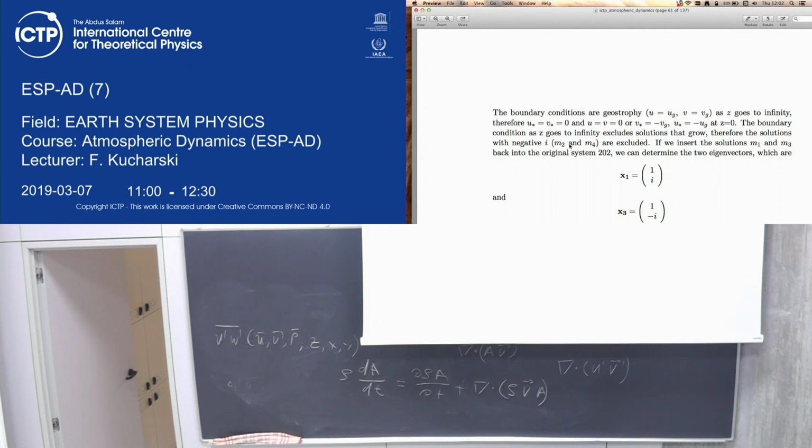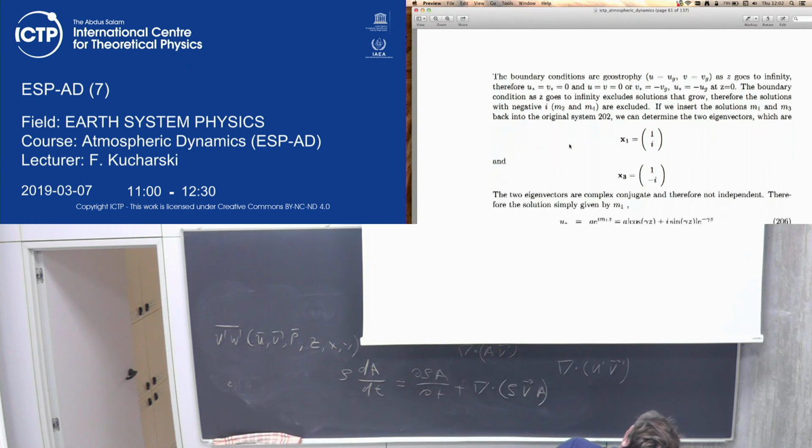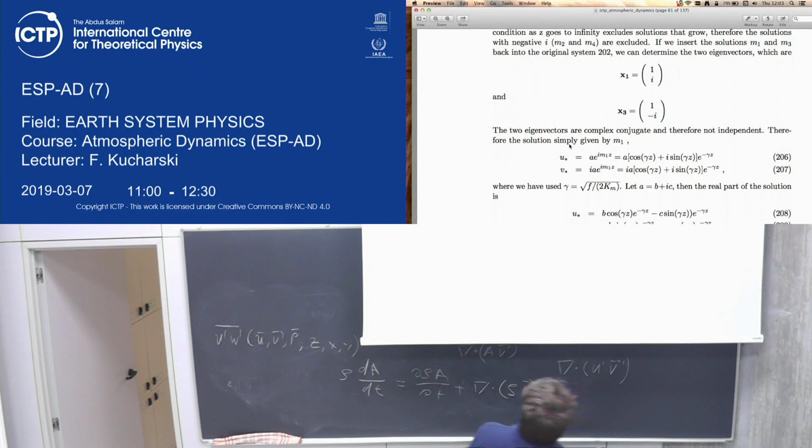But it turns out, if you insert them back into the initial equations, that corresponding to these eigenvalues, there are eigenvectors that are not independent. So that means we can just pick one of them. We can just pick one of the solutions, and we have found already all the solutions. So in our case, we pick m1. We insert this m1 into the equation.